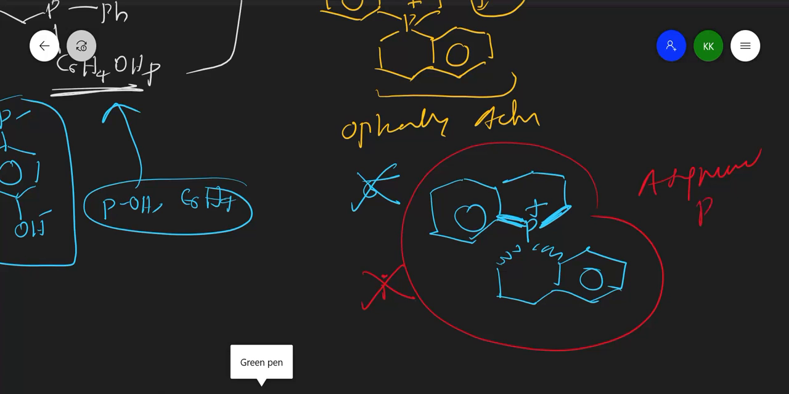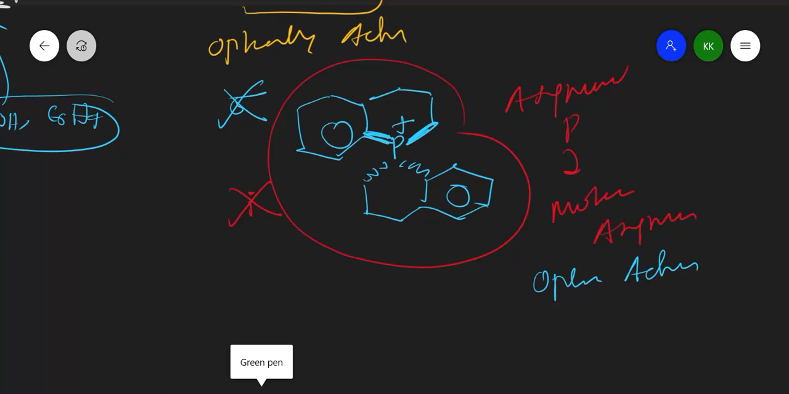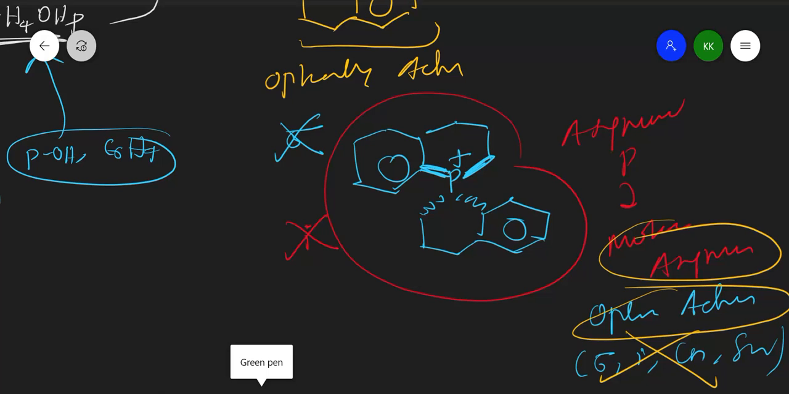Asymmetric phosphorus means the molecule itself becomes asymmetric here. Asymmetric means no symmetry elements are there, so the whole molecule becomes asymmetric, and asymmetric means it will be optically active. Optically active means what? No plane of symmetry, no center of symmetry, all these symmetry elements are absent. So the molecule is asymmetric, so it is an optically active compound, right? These are the few phosphorus compounds which are optically active.